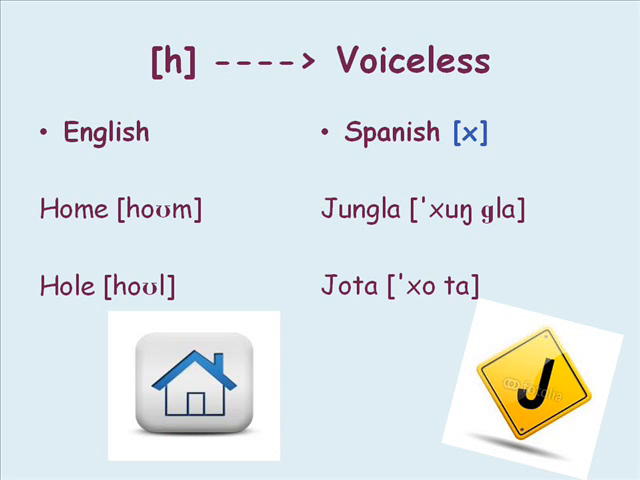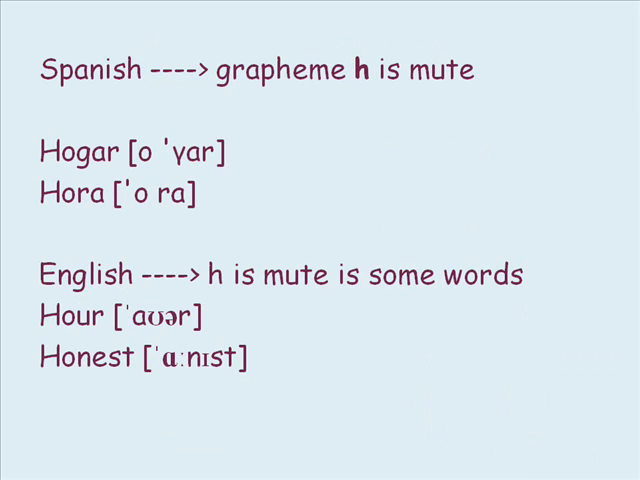This sound is voiceless in both languages. In English, it is produced in the words home or whole. In Spanish, it is represented by a different symbol in words such as jungla or jota. Moreover, in Spanish, the grapheme H is mute. That is why it is never pronounced, for example, in words such as hogar or hora. And in English, it is also found as a mute grapheme in some words such as hour or honest.